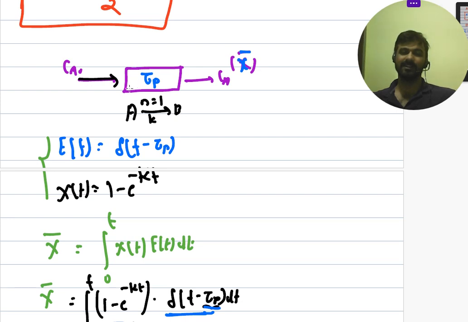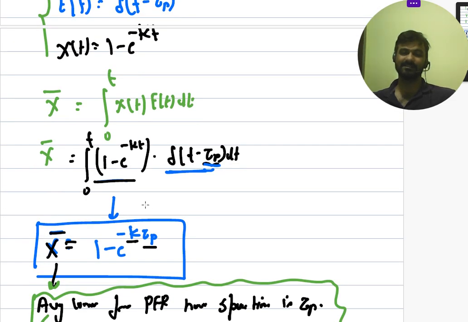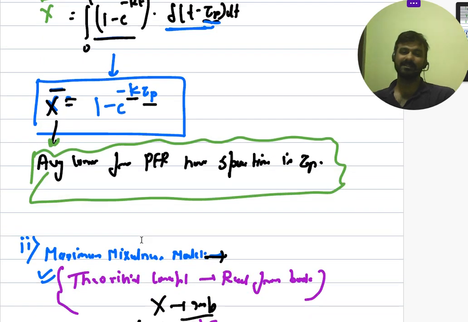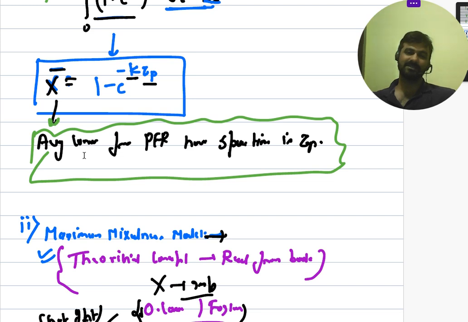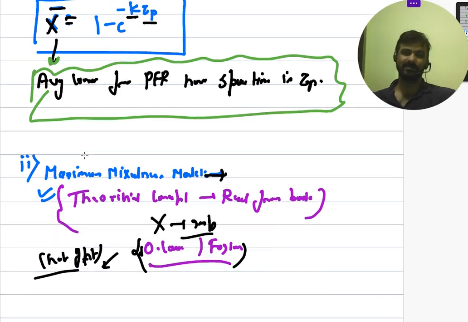So in the plug flow reactor, I have already told you that for pulse tracer input, the exit function will be equal to delta(t minus tau p), and X(t) is 1 minus e to the power minus kt. So when you put these things over here, this is the function and this is tau p. So directly you will get 1 minus e to the power minus k tau p. So from here you can calculate the average conversion of the plug flow reactor using the complete segregation model, that is a zero parameter model.